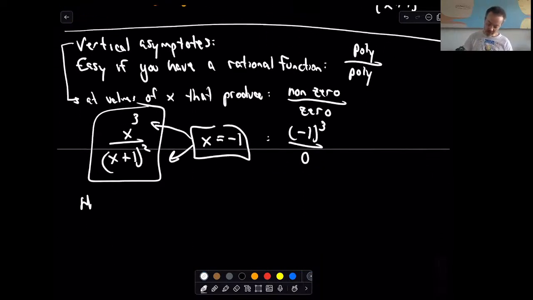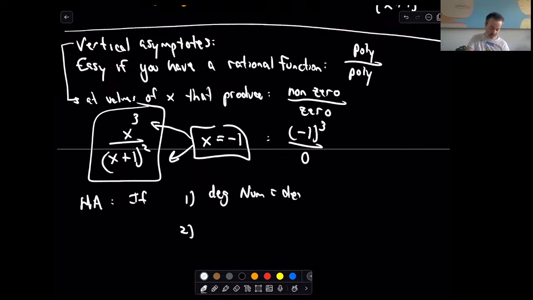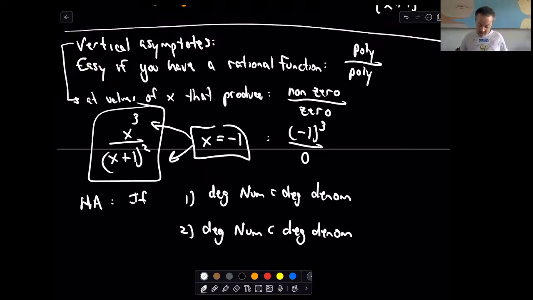So horizontal asymptotes occur if one of two things happen. If the degree of the numerator equals the degree of the denominator, or if the degree of the numerator is less than the degree of the denominator. So that's when we have horizontal asymptotes.